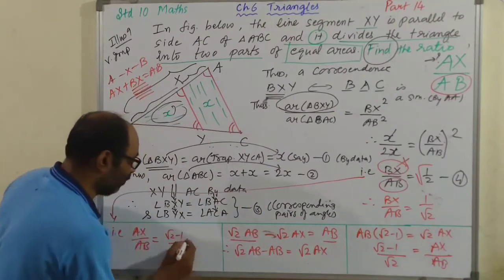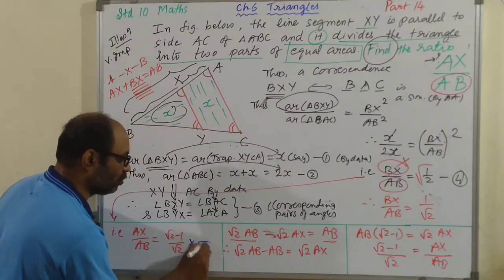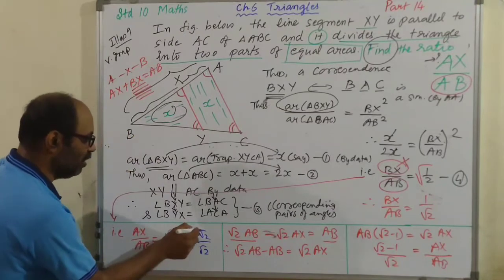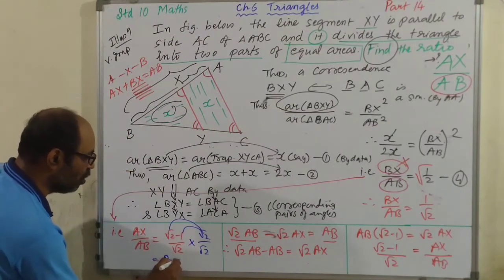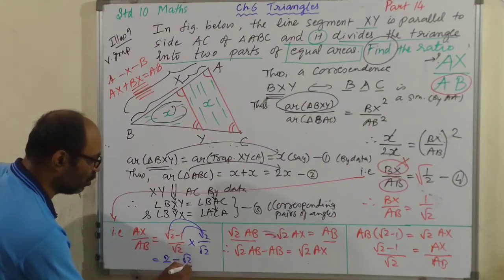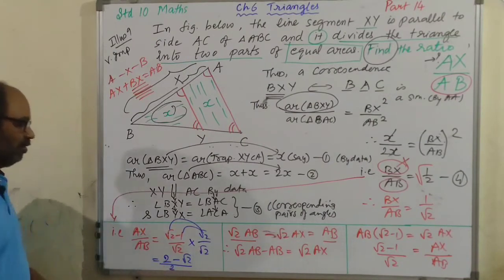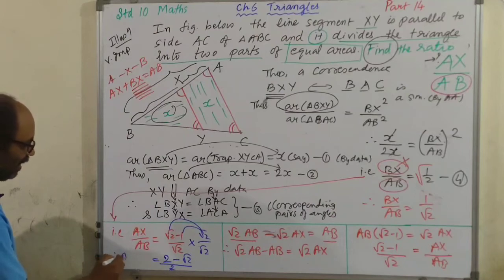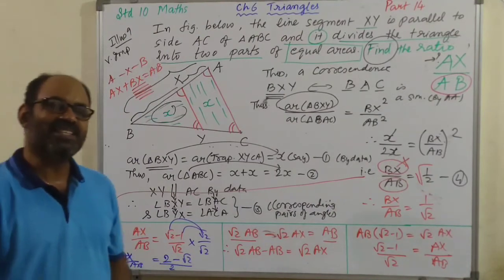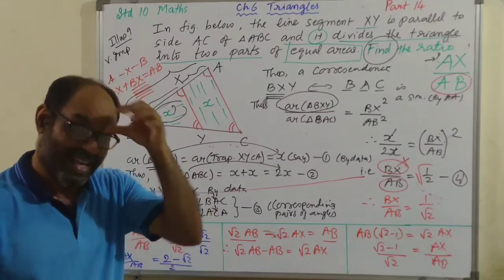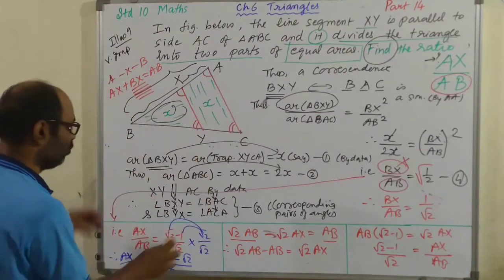What is the rationalizing factor of root 2? Root 2. So you multiply and divide by root 2. इसको distribute करो. So that is root 2 into root 2, 2 minus root 2 into 1, root 2 upon 2. So this is ax upon ab. Got it? This is one way of doing it. ये एक तरीका है. Now दूसरा तरीका.